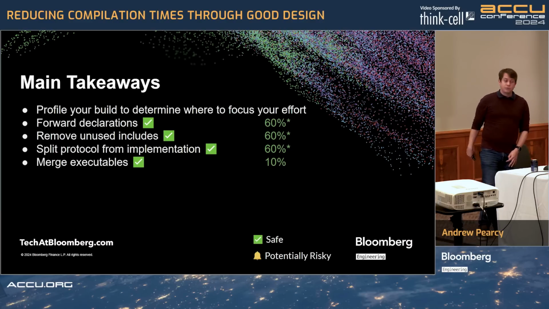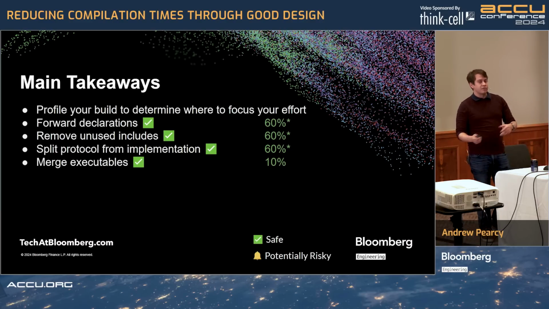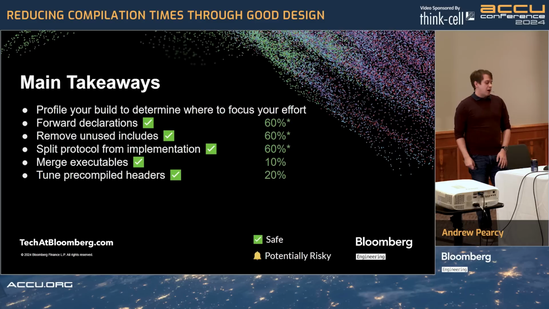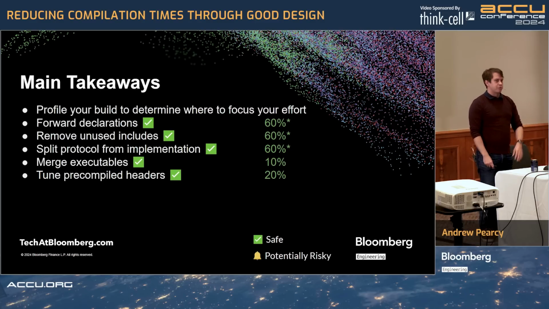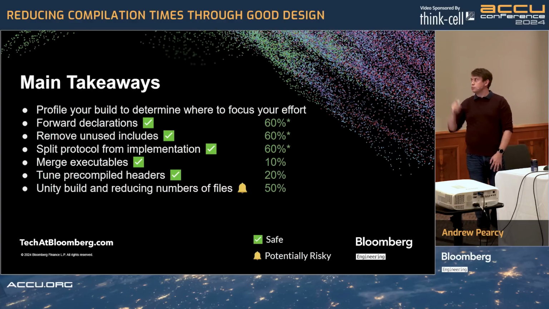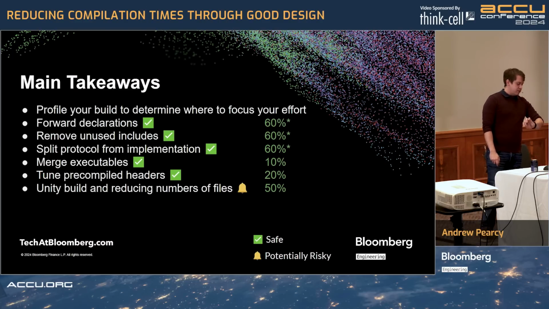Merging executables, got about a 10% difference on that just by not having to do additional link time. Tuning precompiled headers, 20% difference on that, really easy, drop in replacement. Very little can go wrong with that, in my opinion, very safe. And then a 50% reduction with Unity builds, but there is a small risk to be aware of. That, I think, is everything I have for you.